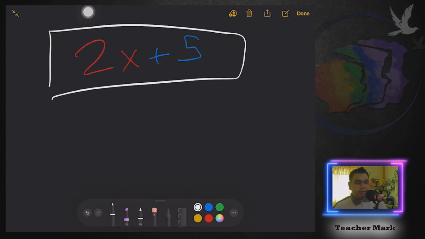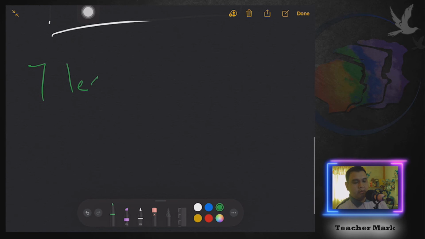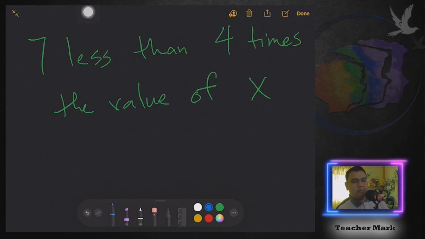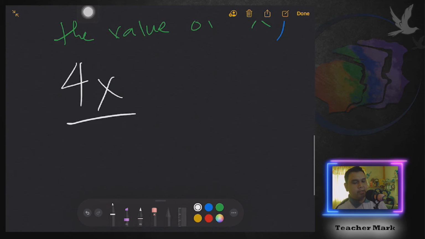Let's take another example. Let's say we have 7 less than 4 times the value of x. Then again, this time we have to deal with this part of the sentence first. 4 times the value of x is written as 4x. Because, like what I've explained earlier, 4x is basically equivalent to 4 multiplied by x. That's why it's written as 4x, just to make it shorter.